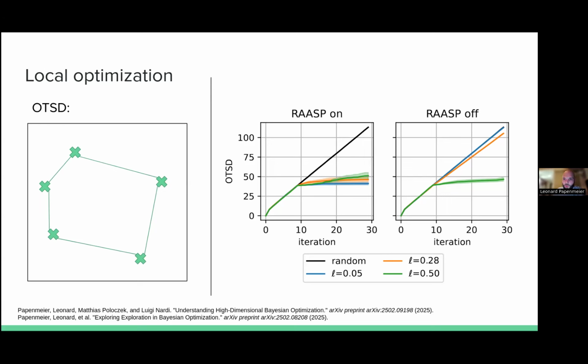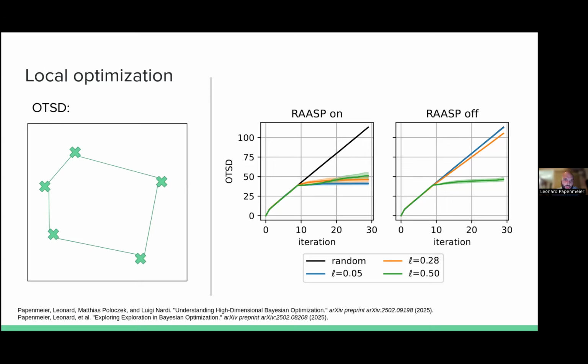And what we observe here is that without local sampling and for short length scales, BO is almost as explorative as random search. So we see this in the right panel for the blue and orange line. And only for longer length scales, BO starts to show a different behavior. So this is the green line. And what we hypothesize here is that this is the point where the acquisition function exhibits non-vanishing gradients.